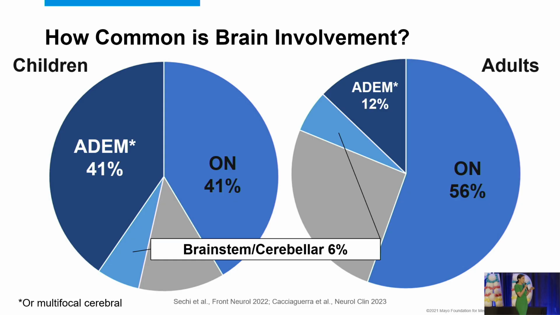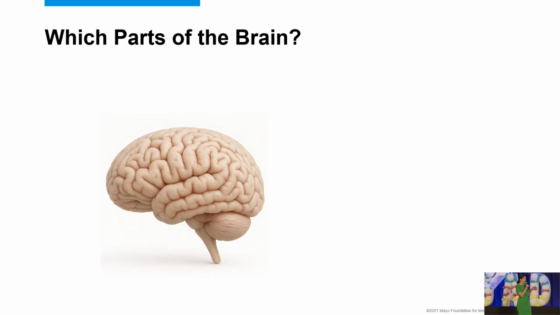We can also have some brainstem and cerebellar involvement. This is more rare, but if we sum all of these up, you see that about half of the children can have some brain involvement, and also 1 out of 5 adults. So this is the brain, you know it. I just thought it would be nice to have some definitions when we talk about the brain.